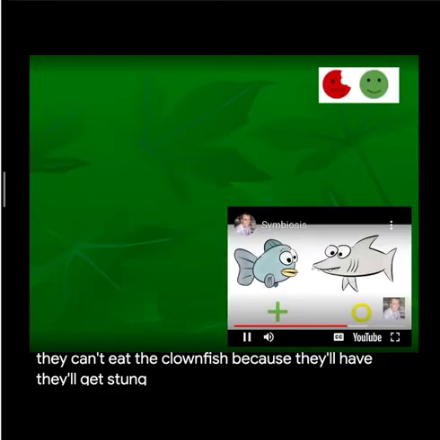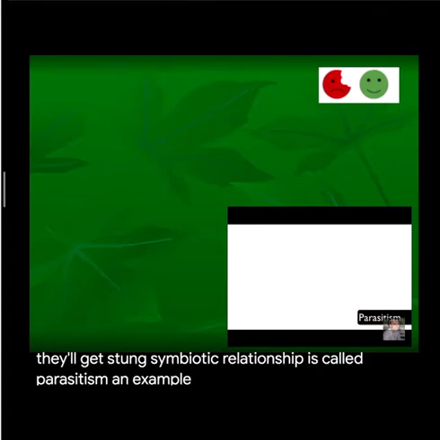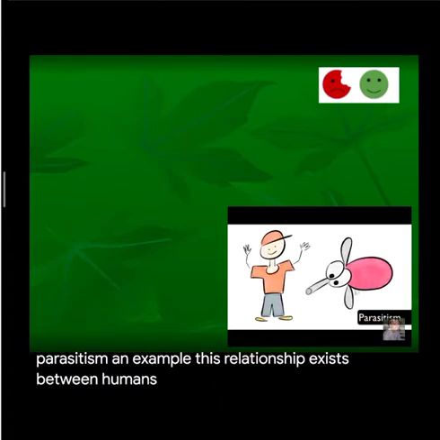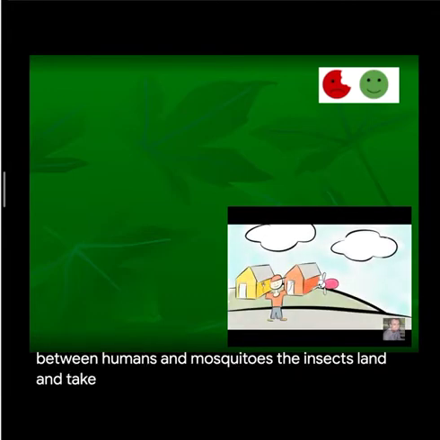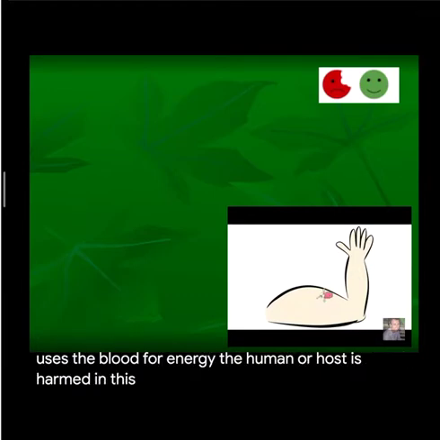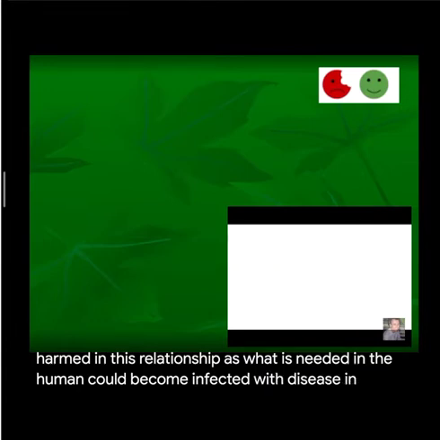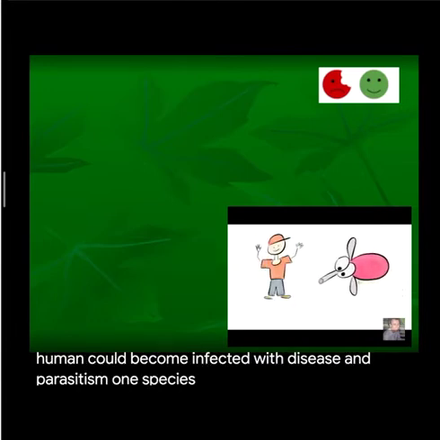The last symbiotic relationship is called parasitism. An example of this relationship exists between humans and mosquitoes. The insects land on and take blood from humans. The mosquito benefits as it uses the blood for energy. The human or host is harmed in this relationship, as blood is needed, and the human could become infected with disease. In parasitism, one species benefits and the other is harmed.